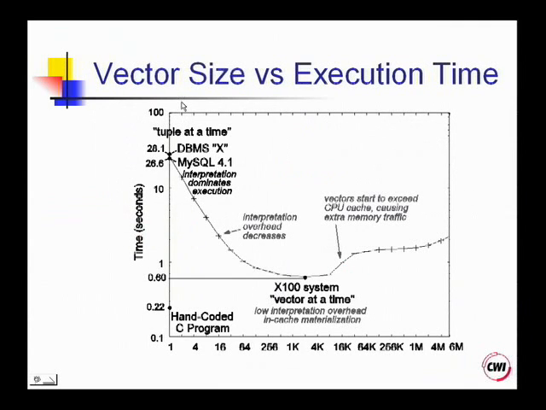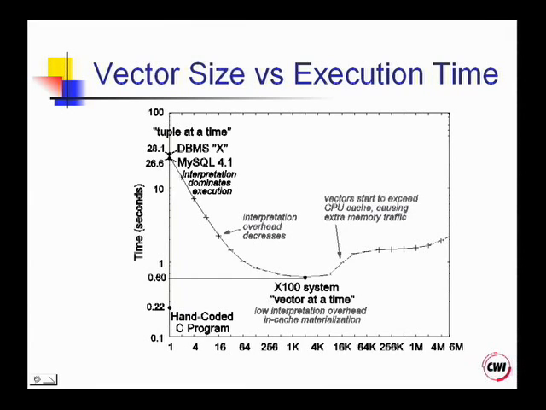But you cannot do it too much. If you increase the vector size too high, it will be counter-effective. As you can see here, we see this curve. We see the execution time of a query as a function of the vector size. At vector size 1, it's slow. It goes down, down, down. But after a while, it starts going up again.